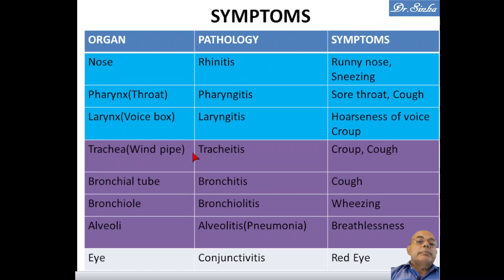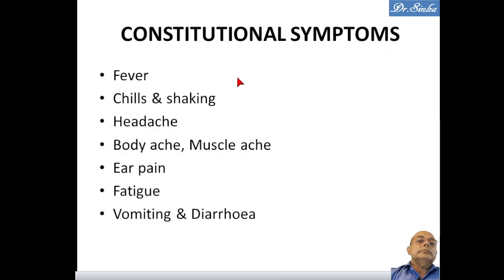I have already explained these conditions. Sometimes mucous membrane of eye is involved, which is called conjunctivitis. Presentation will be red eye. These are the constitutional symptoms: fever, chills and shaking in case of influenza, headache, body ache, muscle ache, ear pain, fatigue, vomiting in case of children, and diarrhea in case of COVID-19.